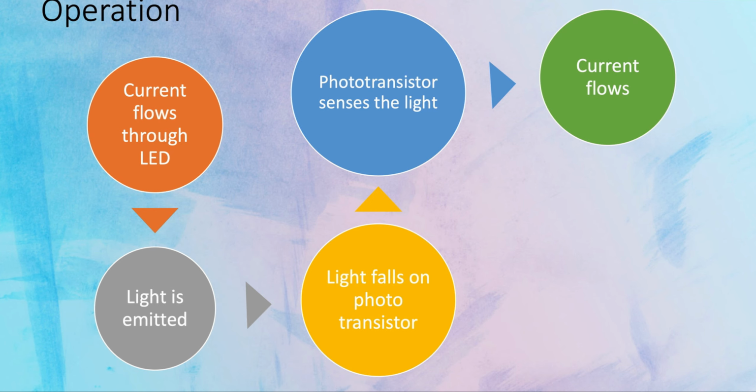Now, let's see in detail the operation of a photocoupler. Once a small amount of current flows through the LED, light is emitted because of the energy absorbed by the electrons, which get excited to higher energy states. So light is emitted as photons. We said usually infrared LEDs are used. Once this light falls on the phototransistor, the light is sensed by the phototransistor, causing current to flow in it.